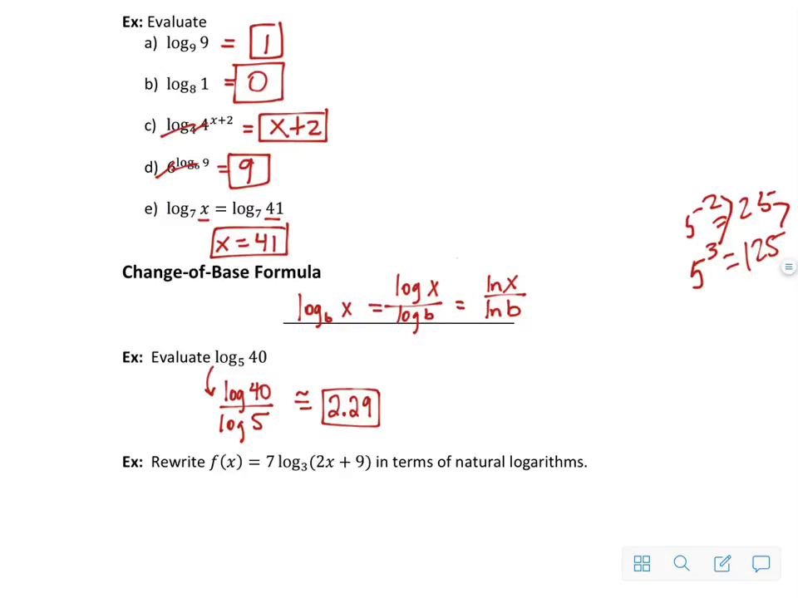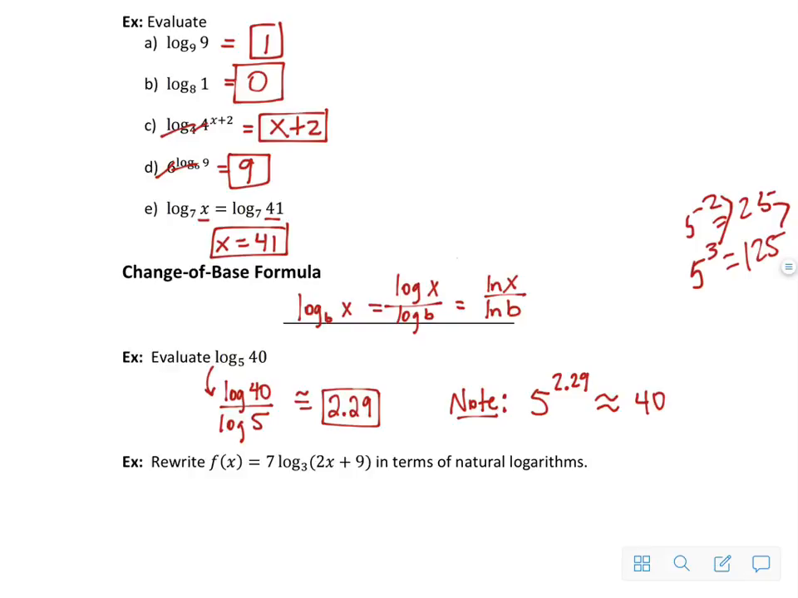And you can check it. Note, 5 raised to the 2.29 is approximately 40. It's approximate because I rounded it. If I go more decimal places, then I will have the same or a closer value to 40.